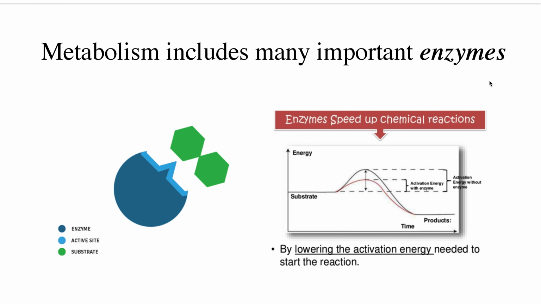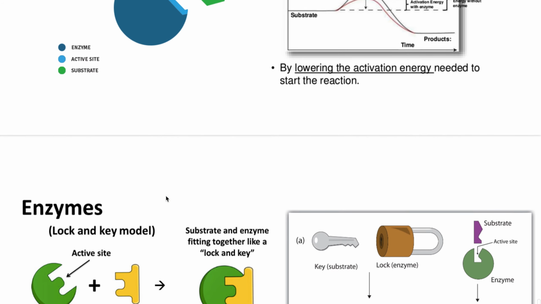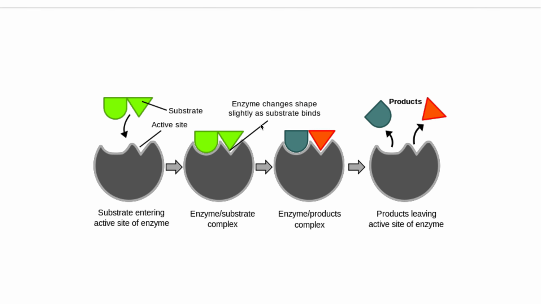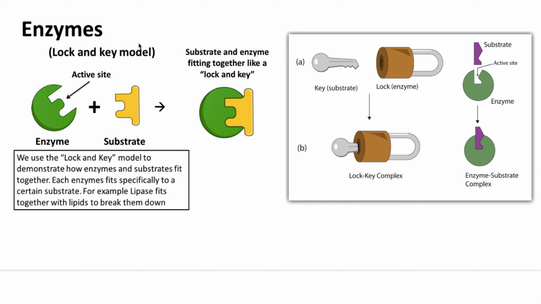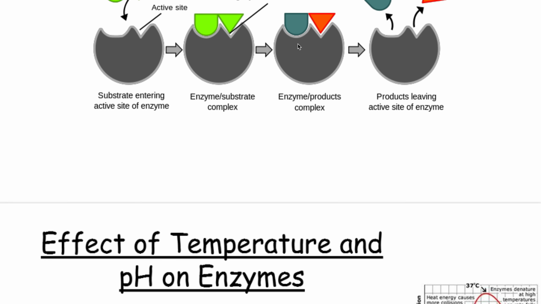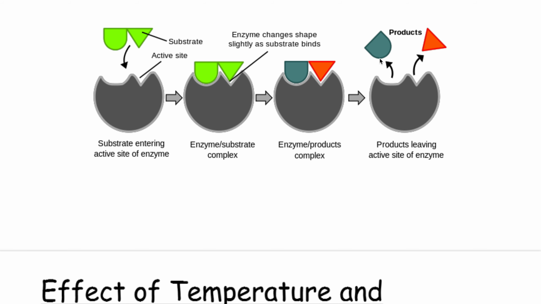So enzymes are protein catalysts. They speed up chemical reactions by lowering the activation energy. They have a specific active site that's specific to a substrate. They bind the substrate to make what's called an enzyme-substrate complex. They fit their substrate in a specific way, and we call this the lock and key model. And they turn the substrate into what's called products.